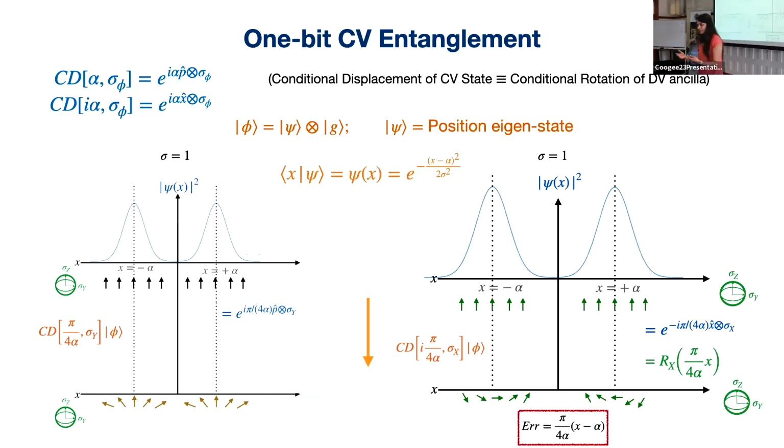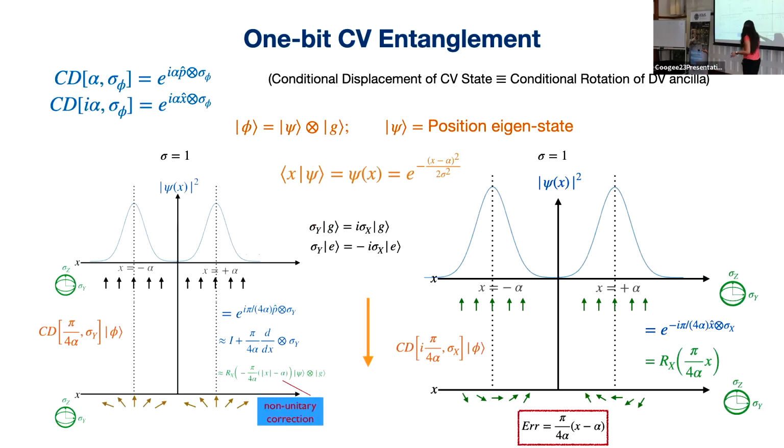Now, to get a more mathematical picture of what's happening here, you can expand this conditional displacement unitary for large alpha as follows. And I've replaced i p hat by del over del x, with a minus sign. Now, this looks like a non-unitary operation. I don't have my i, right? But if you think about what sigma y does to your G state, which is basically the starting state of my hybrid CVDV system, sigma y is i sigma x on the G state and minus i sigma x on the E state. It's this property that I will use to conclude that this specific conditional displacement performs the following rotation. It performs a rotation proportional to (x minus alpha) about exactly the axis I wanted, because this sigma x is what will cancel the error in this rotation, because you need your Pauli axis to be the same to actually correct for each other.